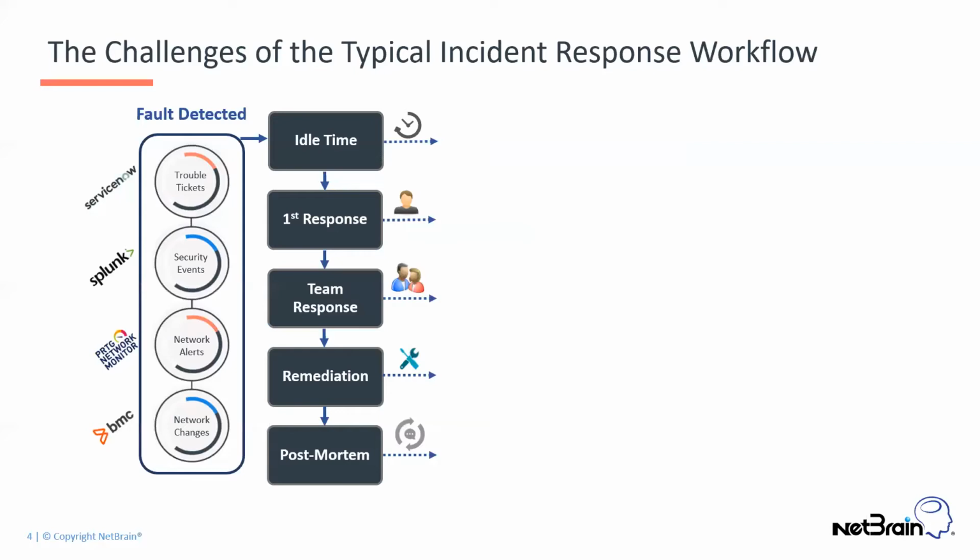So let's look now at an incident response workflow and dive in to identify these opportunities where we can improve, where we can apply automation. Within each of these stages, there are, of course, varying challenges. The incident response process starts with that column on the left, with your monitoring and event correlation systems, ITSMs, SIMs, determining a fault or event has occurred and then notifying the network operations engineers so that they can begin their investigation. First, we have what we refer to as idle time.